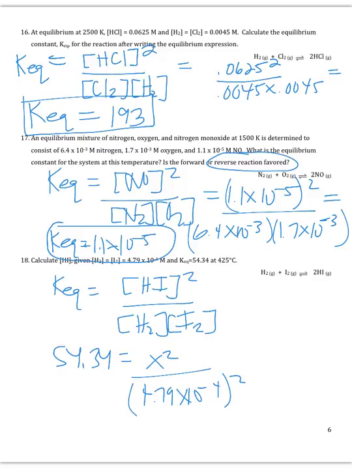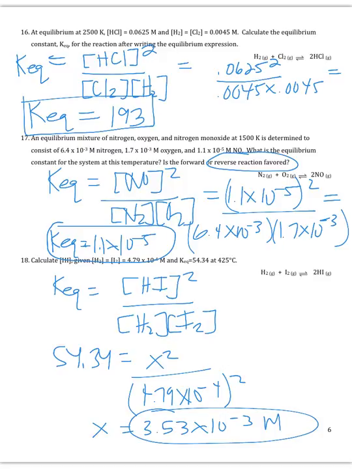54.34 for the equilibrium constant. Each of the reactant concentrations are 4.79 times 10 to the negative fourth. And then we're going to solve for x, but it's going to be x squared because of that coefficient of 2 in front of the HI. Once I solve for x, 3.53 times 10 to the negative third molar. This does need a concentration unit because we are solving for a concentration.